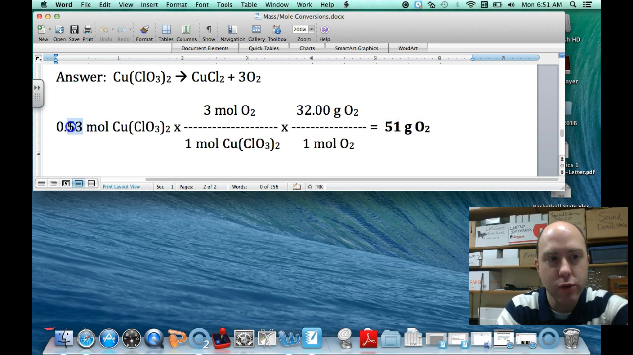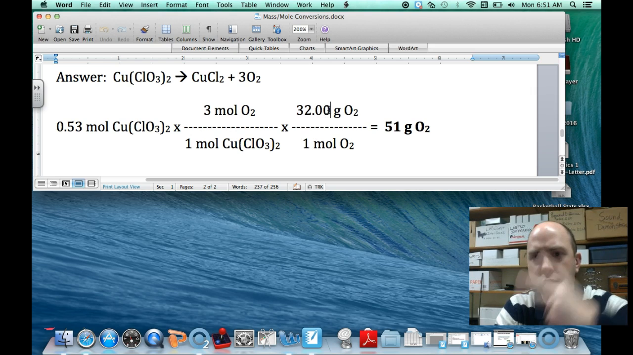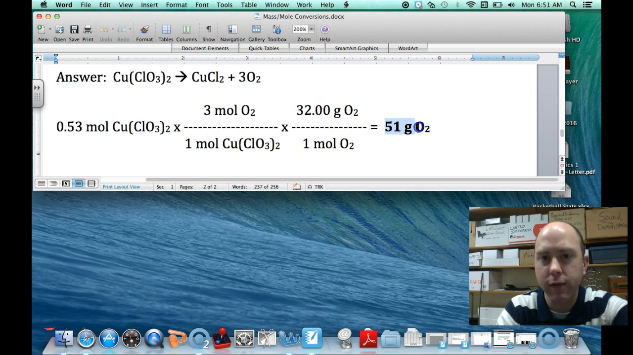Why? I have 2 sig figs here. These are constants. They don't count. And then I have 4 sig figs here. So the fewest number of sig figs is 2. So my answer can only have 2 sig figs. So it'll be 51 grams of oxygen.